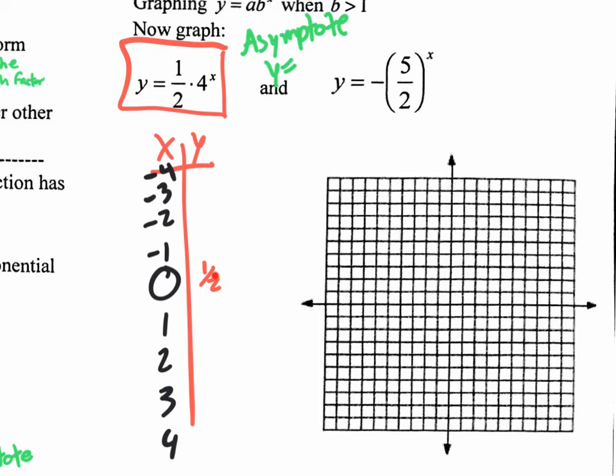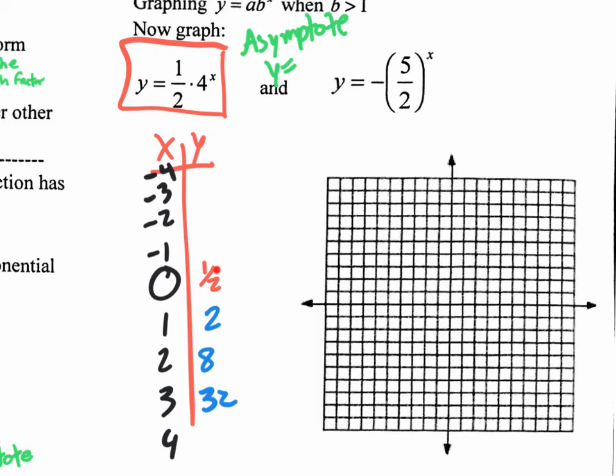So if I have 1/2 and I make it grow by 4, what's 1/2 times 4? 2. And then 2 times 4, 8. And then 8 times 4, 32. I'm already off the graph. I don't have to do any more.